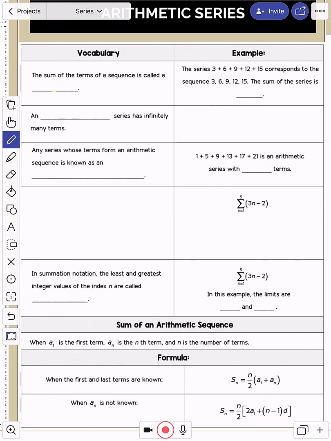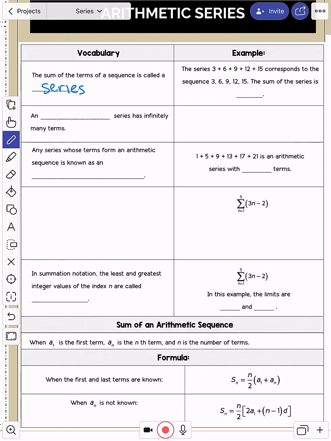So, starting with vocabulary, because math is its own language, and a lot of times one of the bigger obstacles to understanding is just knowing what all the words mean. So we're going to put them in one place right here. And a series is the sum of the terms of a sequence.